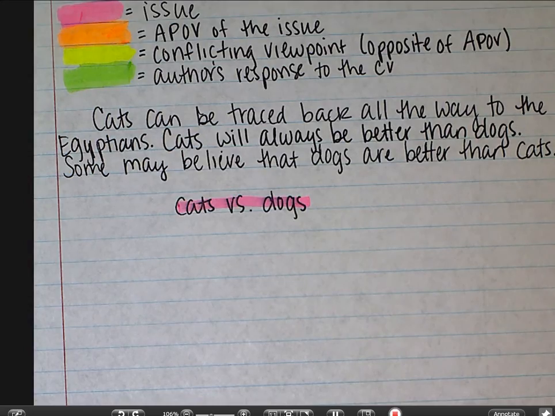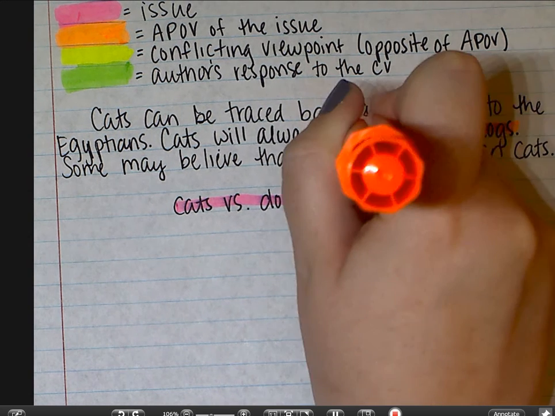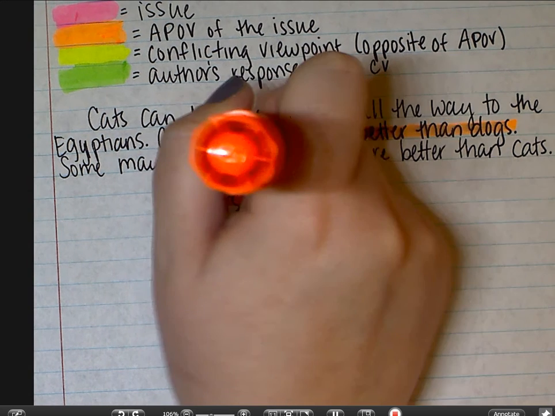So then pick up your orange highlighter. What sentence in here identifies the author's point of view? Raise your hand if you can tell me. Kayla? Good job. So I'm going to highlight that sentence in orange.